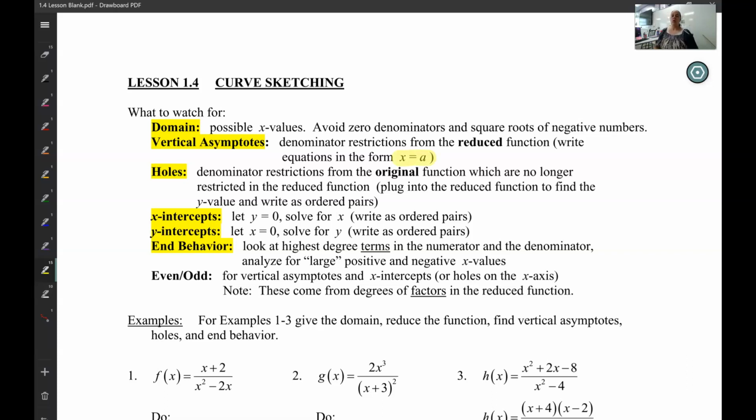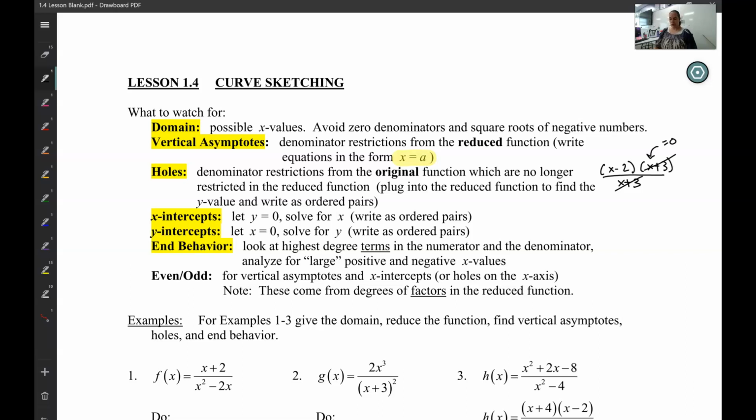Next, any holes. You get a hole when you have a function where a factor on top and a factor on bottom cancel, and that makes a hole at whatever x makes that 0. So this would be a hole at -3. X-intercepts are when y equals 0, we write it as an ordered pair. Y-intercepts are when x equals 0, write it as an ordered pair.